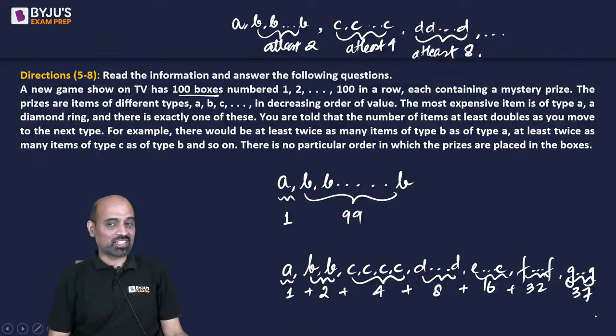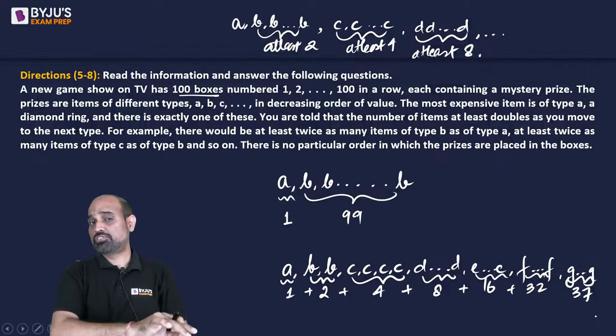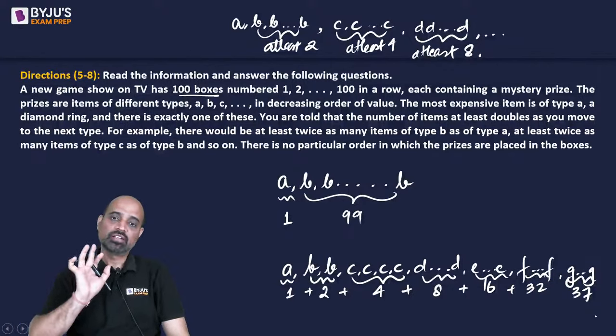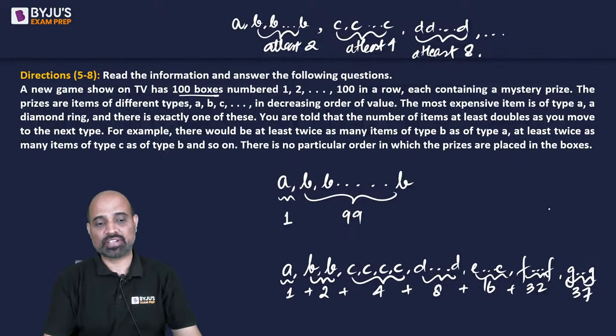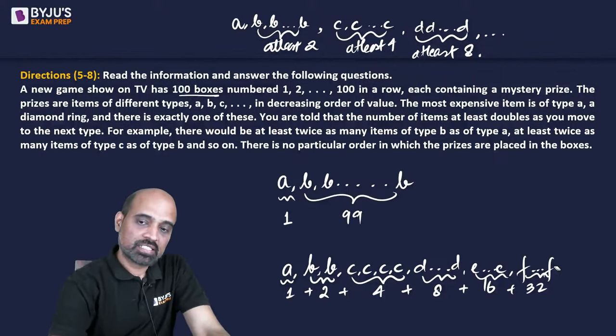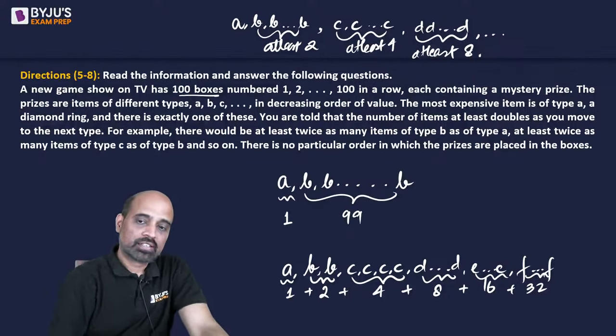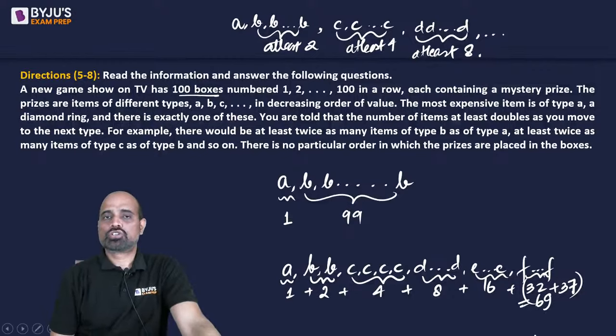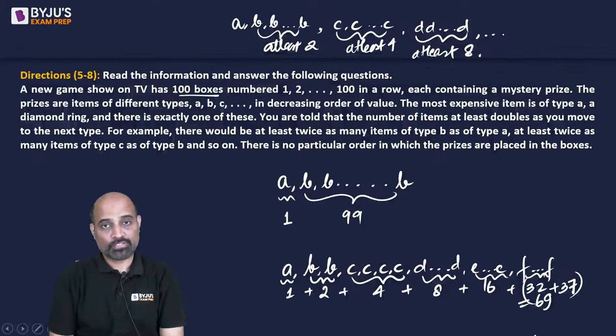But the problem here is G. 37 boxes means, how many G boxes should there have been? At least twice of F boxes, which is twice of 32. 64 boxes of G were required. But since we are getting only 37, that means G will not exist. G type will not exist. Remaining all of that is going to be F only. So one of the possibilities. So this is going to give us 69. So there are 69 boxes that have F.